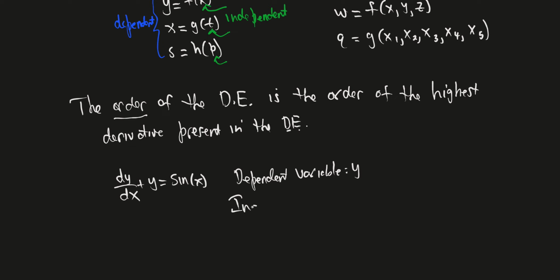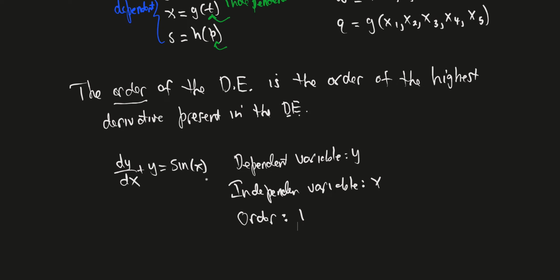Our independent variable. Well, again, in an ordinary differential equation, you're only going to have two variables. You're going to have one which is dependent, and the other which has to be independent, right? And in this case, there's only a first derivative, so you could say it multiple ways. You could say it's of order 1, or you could say it's a first order. So I'm just going to say that the order of this differential equation is 1, right?